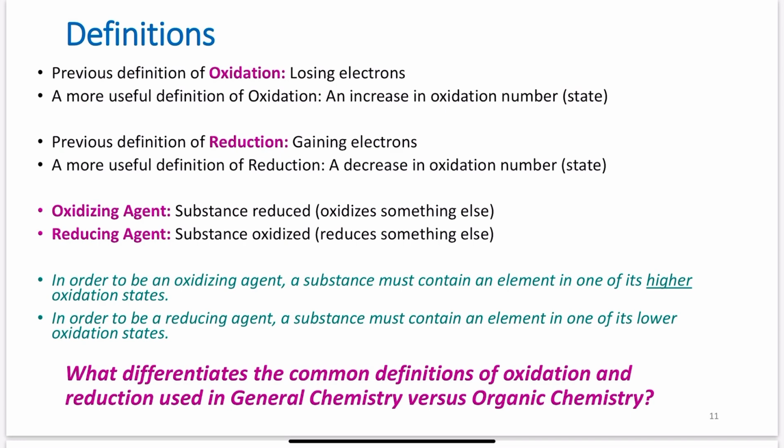In order to be an oxidizing agent, a substance has to have an element in one of its higher oxidation states because it needs to be able to gain electrons. In order to be a reducing agent, a substance must contain an element in one of its lower oxidation states because it needs to be able to lose electrons.